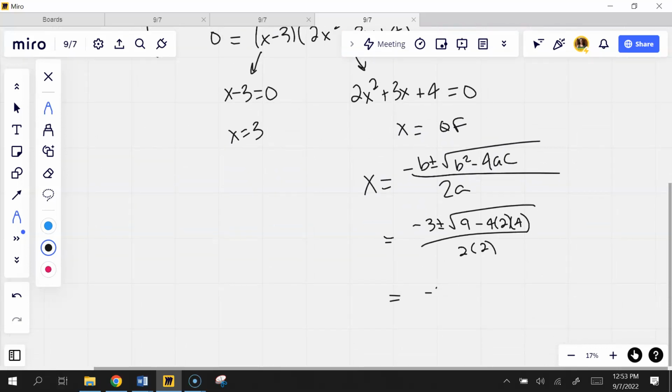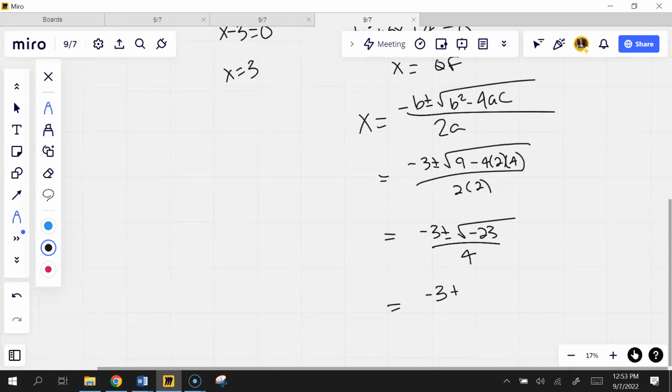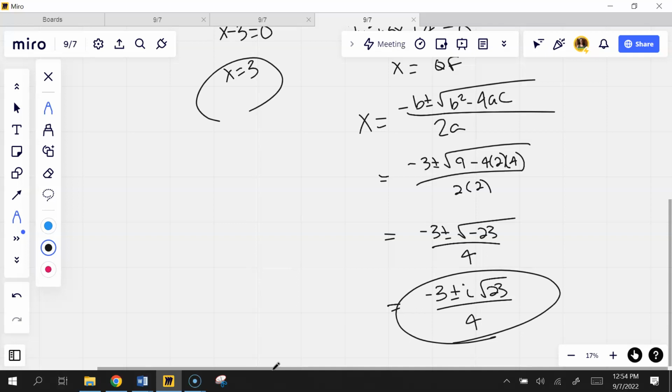And then I just simplify under the radical first. 9 minus 32 is negative 23. Two answers, one answer? The i, because it's negative under the radical. Yes.